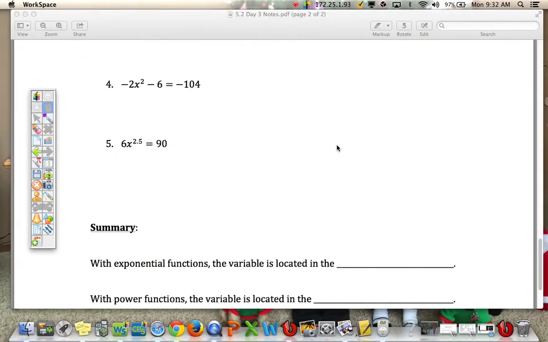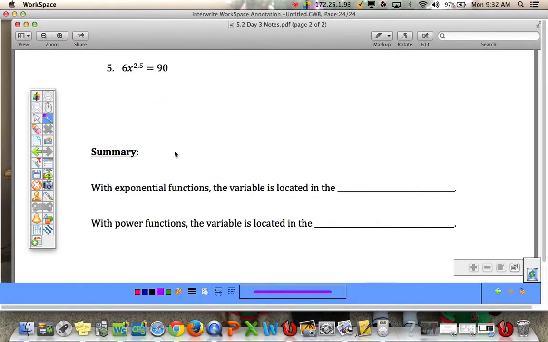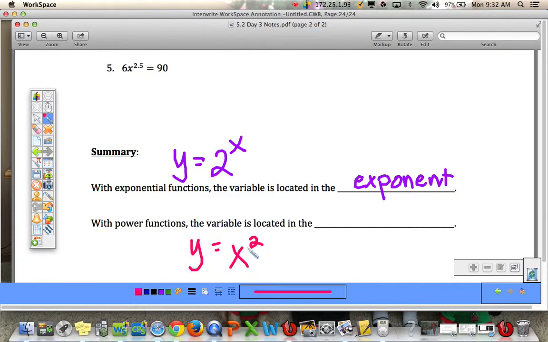Okay, so to review, we have 2 types of functions we're solving, and one of them is called exponential. An example of an exponential is 2 to the x. And there's 2 ways to solve this, common base or guess and check. So this is when the variable is located in the exponent. And then we have our power functions, which we're more familiar with solving. An example is y equals x squared. You can see that the variable is located in the base. So on your assignment, you're going to practice these 2 types of solving. For an exponential function, you'll find a common base. And if it's a power function, you'll do the square root or cubed root or fourth root or whatever kind of root you have.